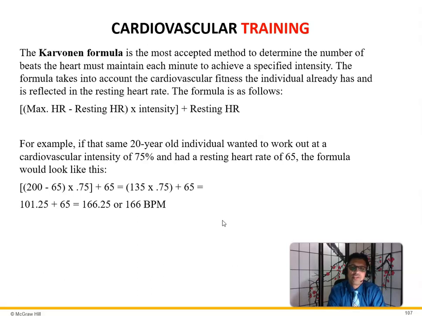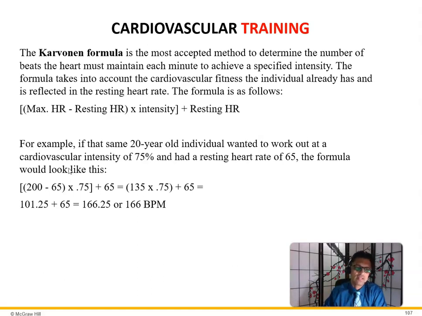There's another formula which is a little bit more accurate, which is called the Karvonen formula, and is the most accepted method to determine the number of beats the heart must maintain each minute to achieve a specified intensity. The formula takes into account the cardiovascular fitness the individual already has, which is reflected in the resting heart rate. So it asks, okay, what's your resting heart rate? Well, if my resting heart rate is 90, I'm not really in that good of shape. But if my resting heart rate is 60 or below, then I'm in pretty good shape. So this Karvonen formula will take that into consideration.